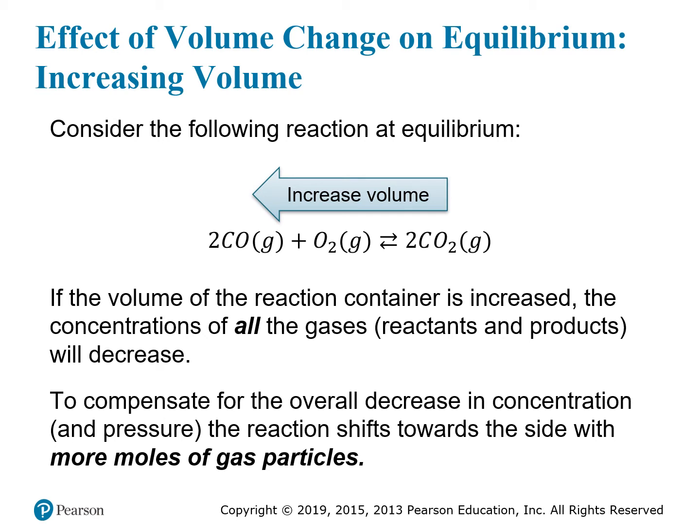On the other hand, increasing the volume of the container will decrease the concentrations of all the substances, and Le Chatelier's principle says that in order to counteract that decrease, the system will try and create more particles to fill in the empty space. And so, again, this particular equation produces more moles of gas by shifting towards the left to produce CO and O2, because there are, again, 3 moles on the left and only 2 moles on the right.